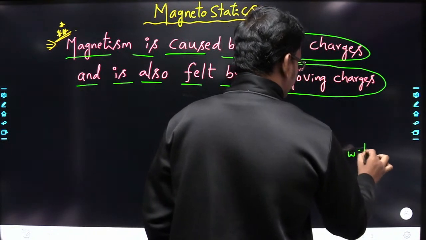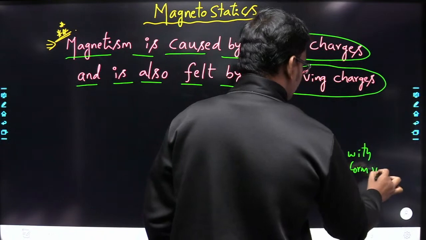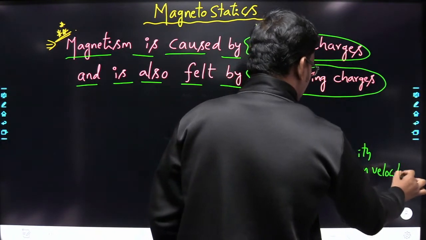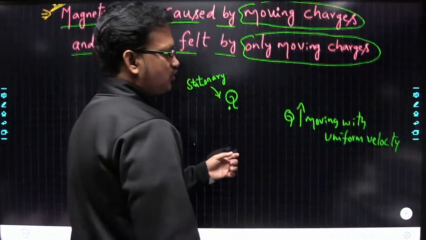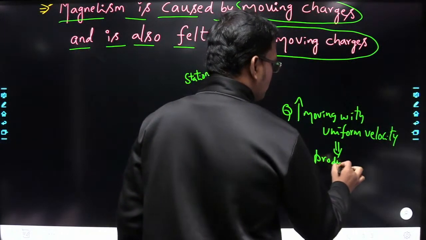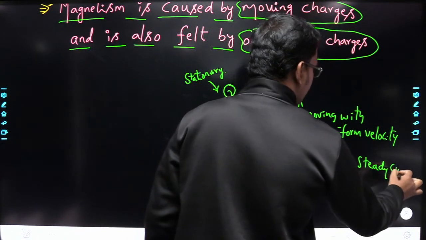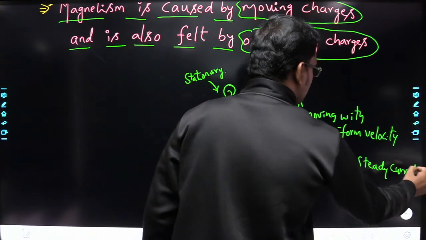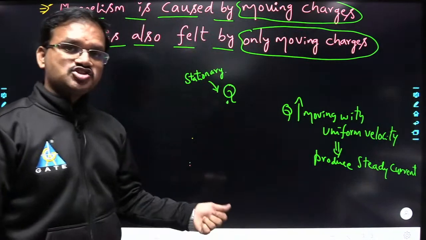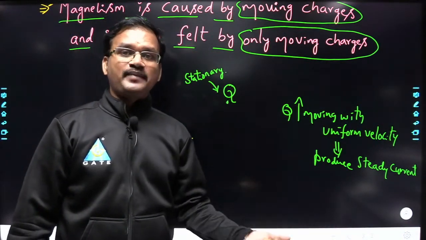Okay, so if a charge is moving with uniform velocity, it is going to produce a steady current. Yes or no? So whenever you are having a steady current, it is going to produce a steady magnetic field.